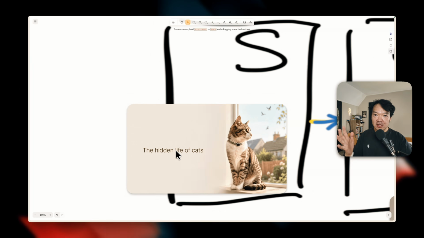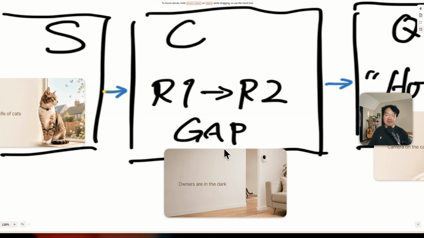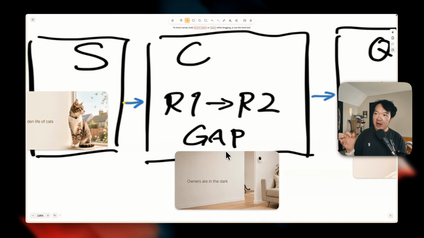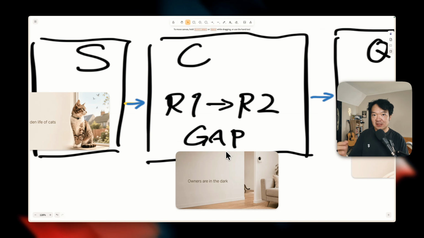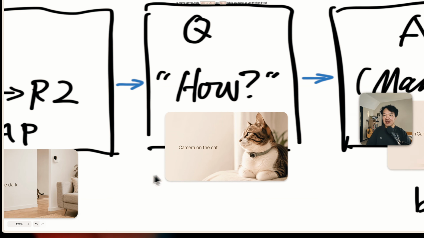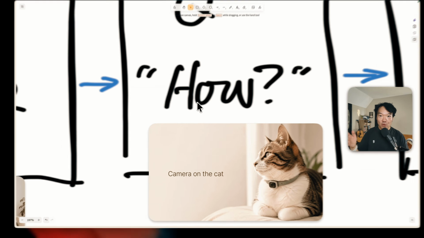So in this step we talk about the hidden life of cats, and then it's about the gap. The gap is, okay, the result is that cats are just playing by themselves. We don't know what their life looks like. And then the expected result is that, oh, I want to understand, I want to see, I'm curious. So how can we fill this gap? And then we got this, like how we can solve this.